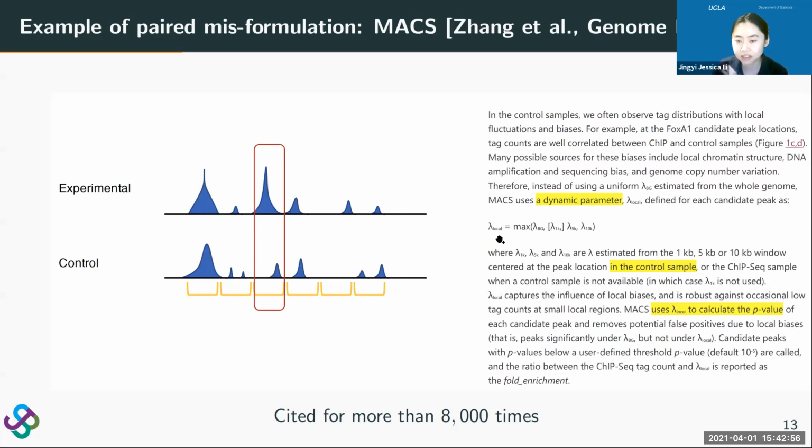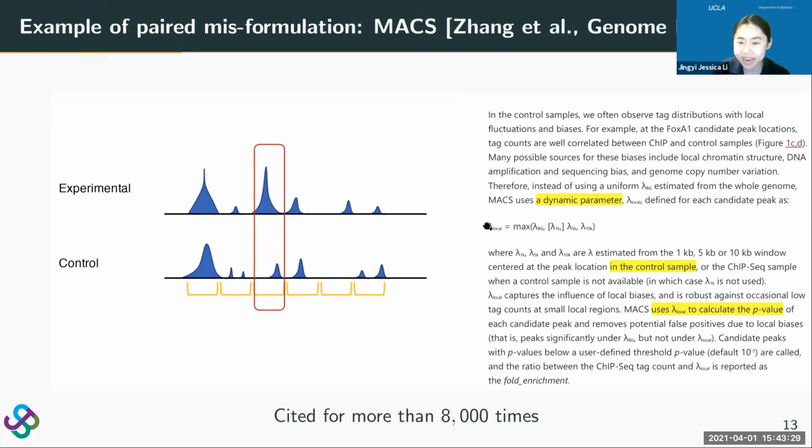I'll just leave out the detail for the lambda parameter estimation. But essentially, they use both the control data and some of the experimental data to define this lambda. And this lambda, although it's an estimate from data, they essentially treat it as the true parameter of the null distribution. Then with this lambda, they will calculate the p-value for this region based on the experimental count, put it into the Poisson distribution, and treat the right tail probability as the p-value.